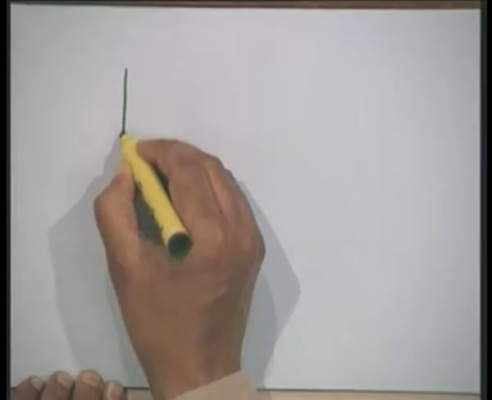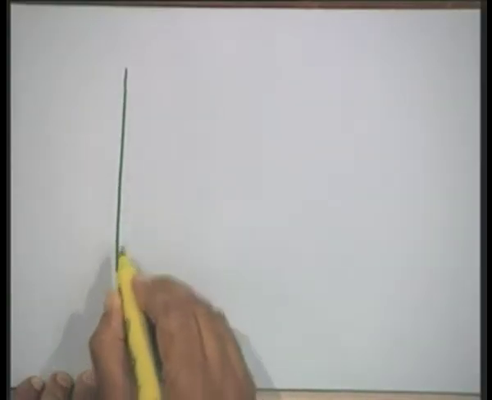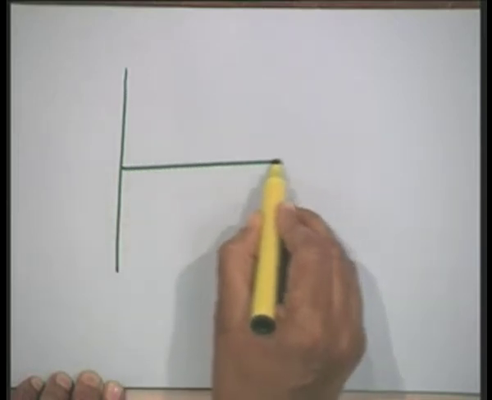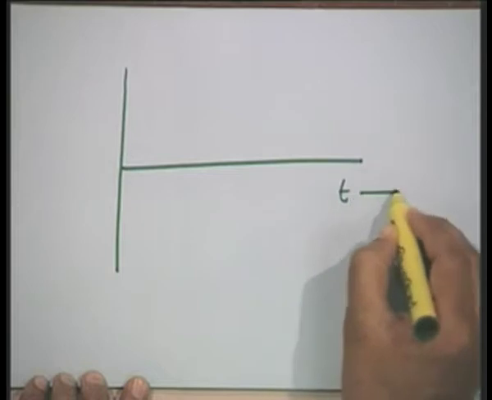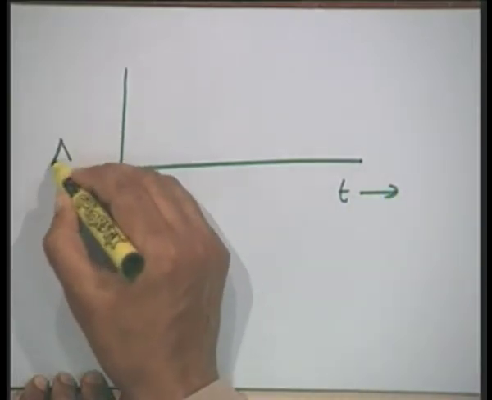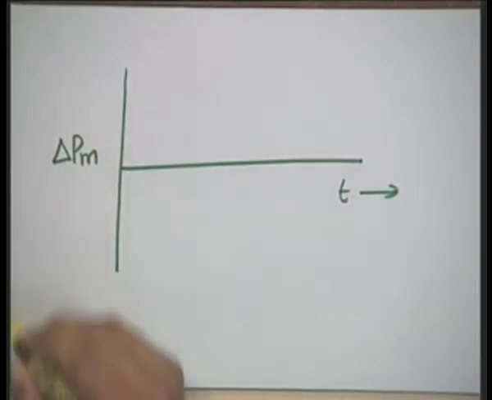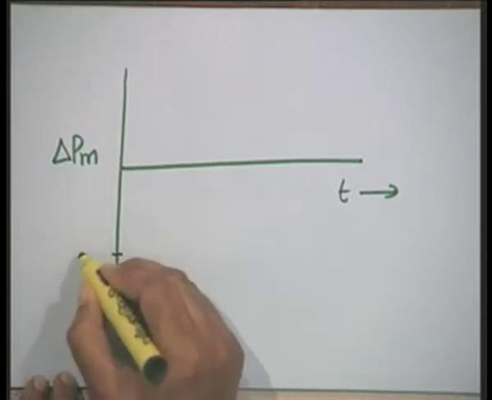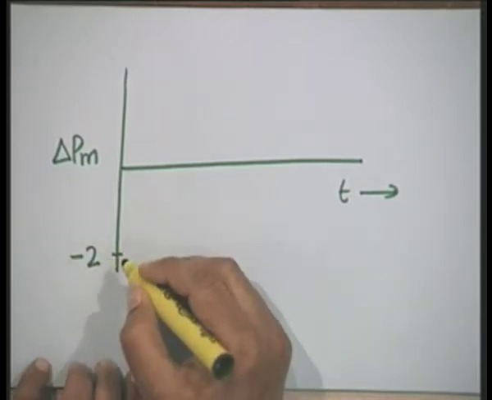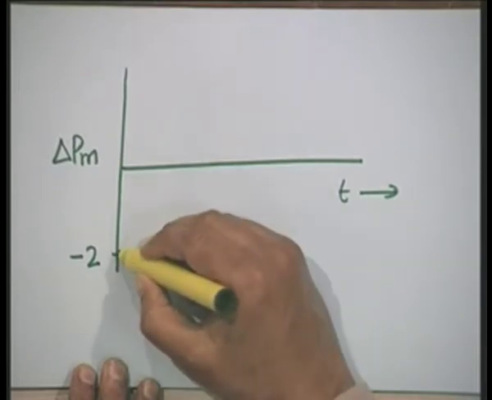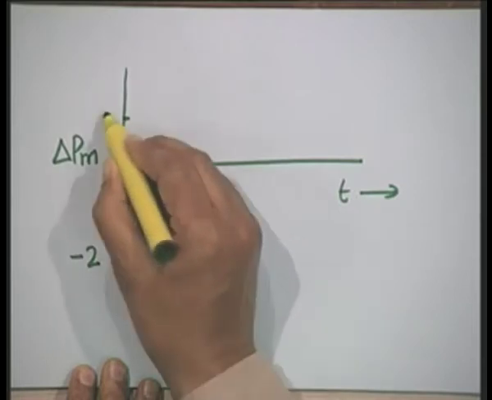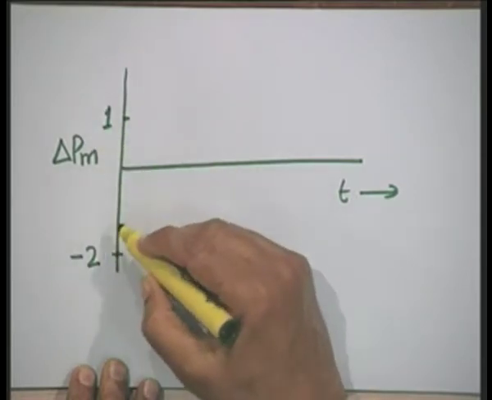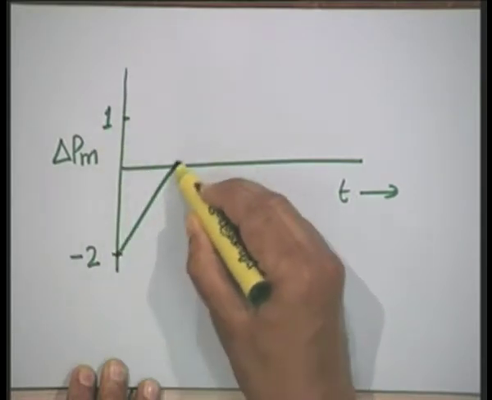Now, if I plot the response here, that is time t versus delta PM, we start at minus 2, at t equal to 0 its value is minus 2, and it settles to a value equal to 1, and it varies exponentially. So, the response is of this form.